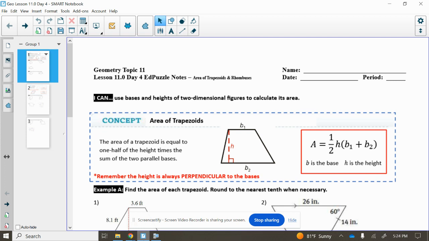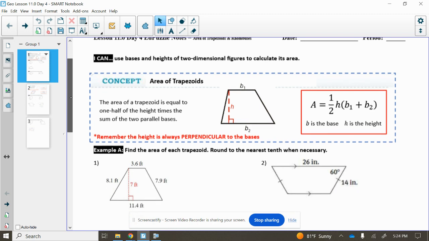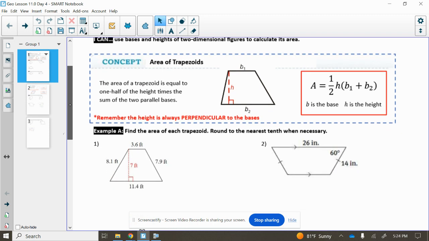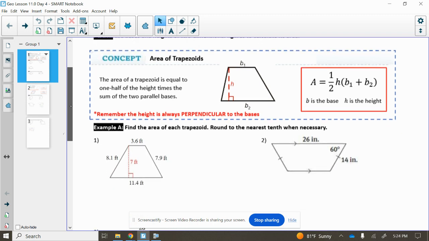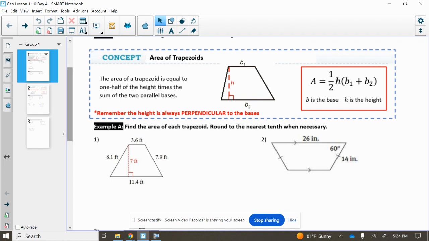Today we are going to talk about the area of trapezoids and rhombuses. When we calculate the area of a trapezoid, we want to calculate it by using 1/2 the height, so again the distance between your two bases, and then the sum of base 1 plus base 2.